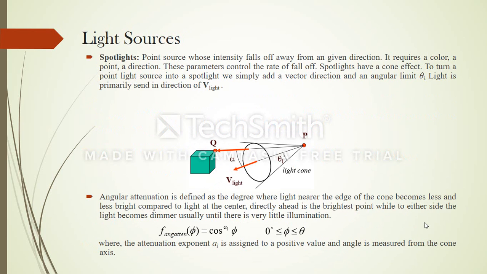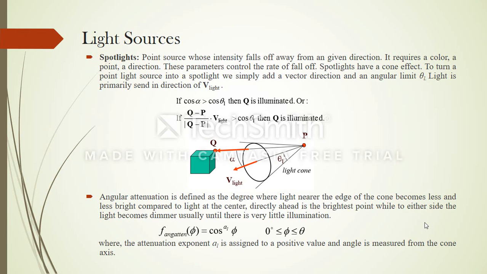Spotlights. Point sources whose intensity falls off away from any given direction are called spotlights. A spotlight requires a color, point, and direction. These parameters control the rate of fall-off. Spotlights have a cone effect.